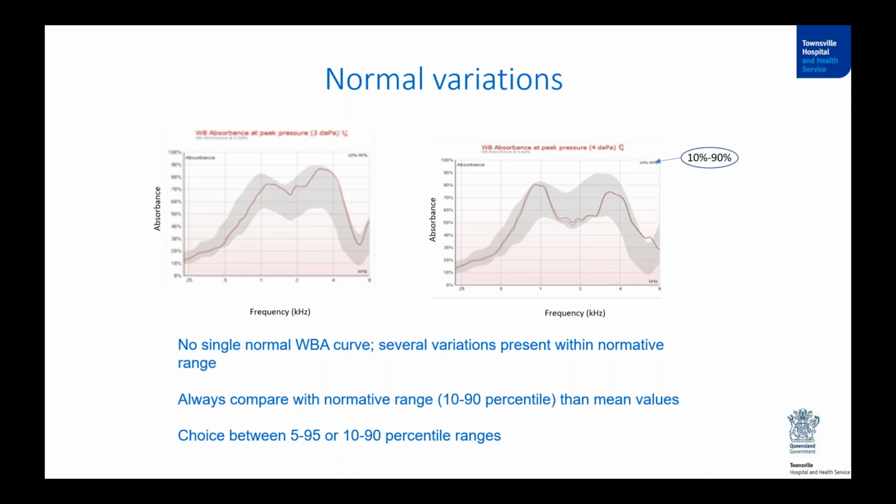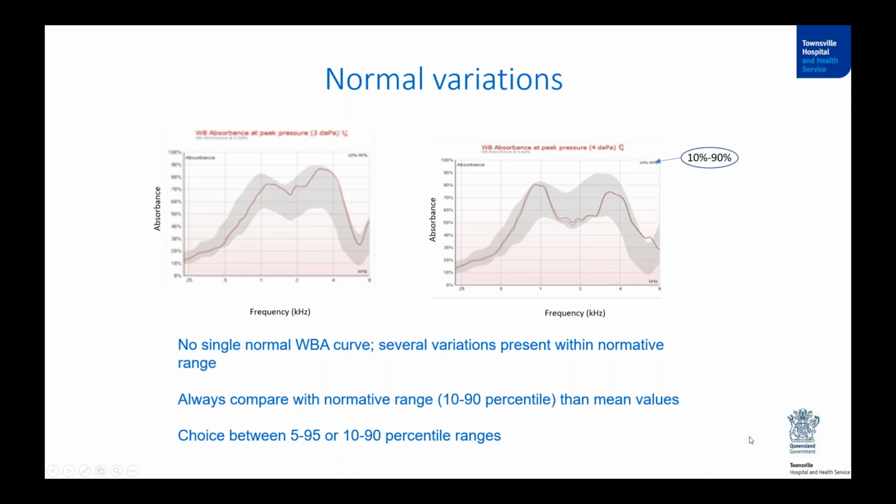Now you can see that for some of the curves you can have either a 5 to 95% or a 10 to 90% normative range. The curve is given in both frequency ranges. But rather than just comparing to any mean value, it's always better to compare across a normative range rather than just one mean pattern for normals.